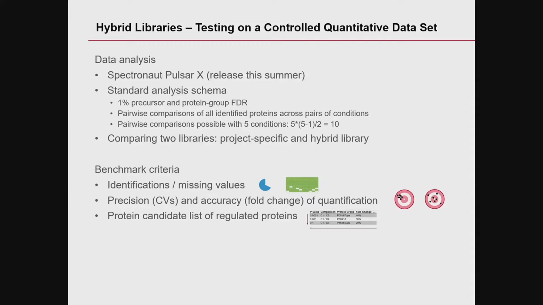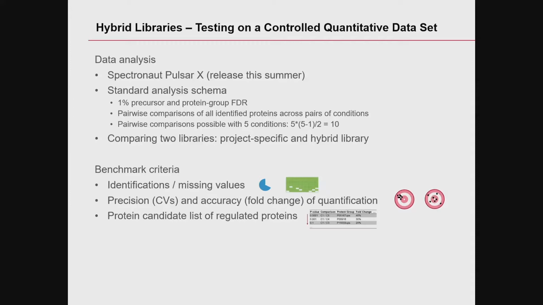And we can do this for every protein. So all the proteins identified times 10 comparisons, if you can actually do the statistical test. So in the range of 50,000 or 60,000 comparisons we can make of statistical tests.